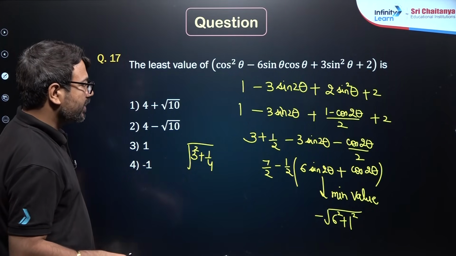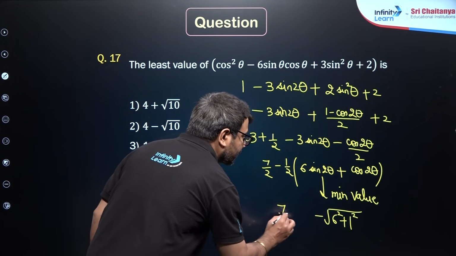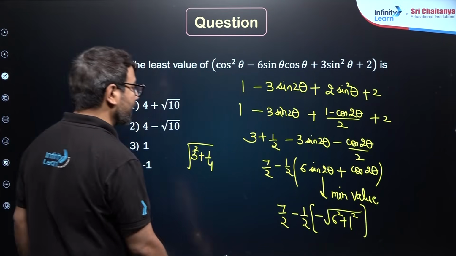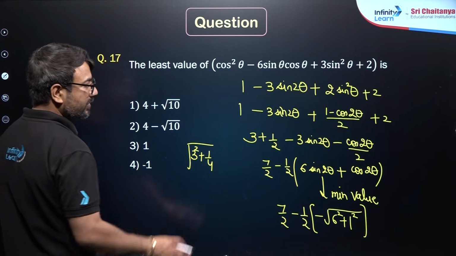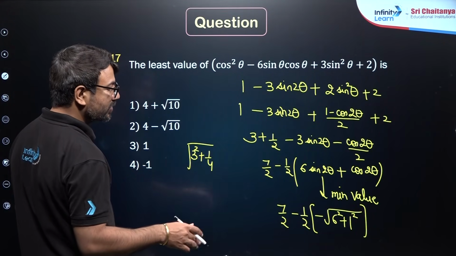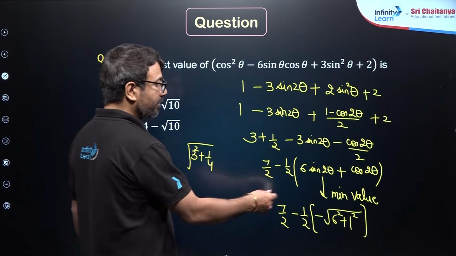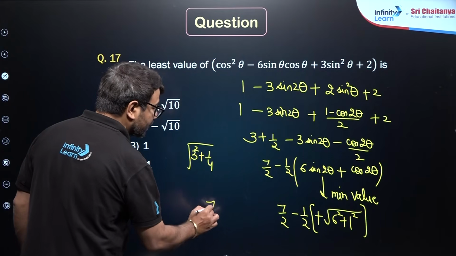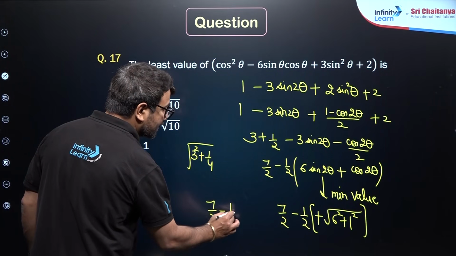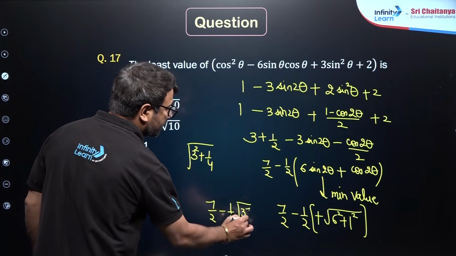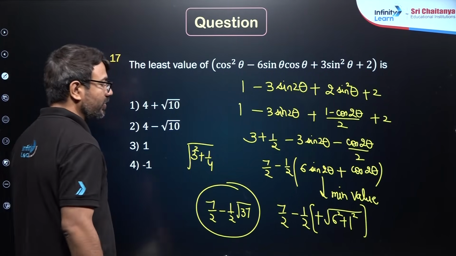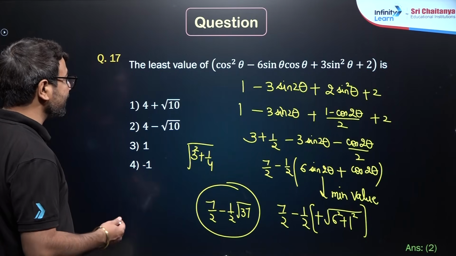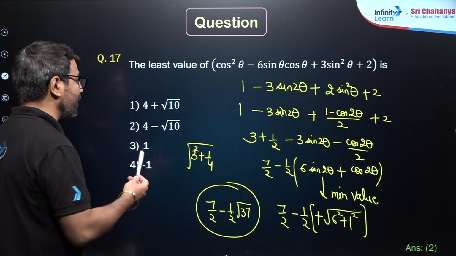So according to me, the min value of this function is coming as 7 by 2 minus half square root of 37. I hope you are able to understand. But in the answer, they have given the least value of this function as 4 minus root 10.